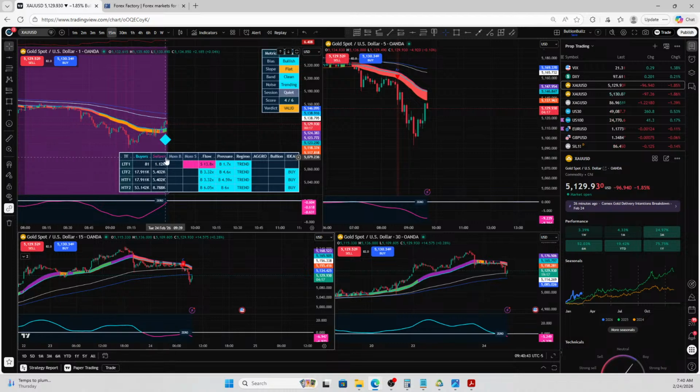And it's only because the volume is strong, but the structure does not align with the volume. Sorry, the bias does not align with the volume. So we just got to wait for now.